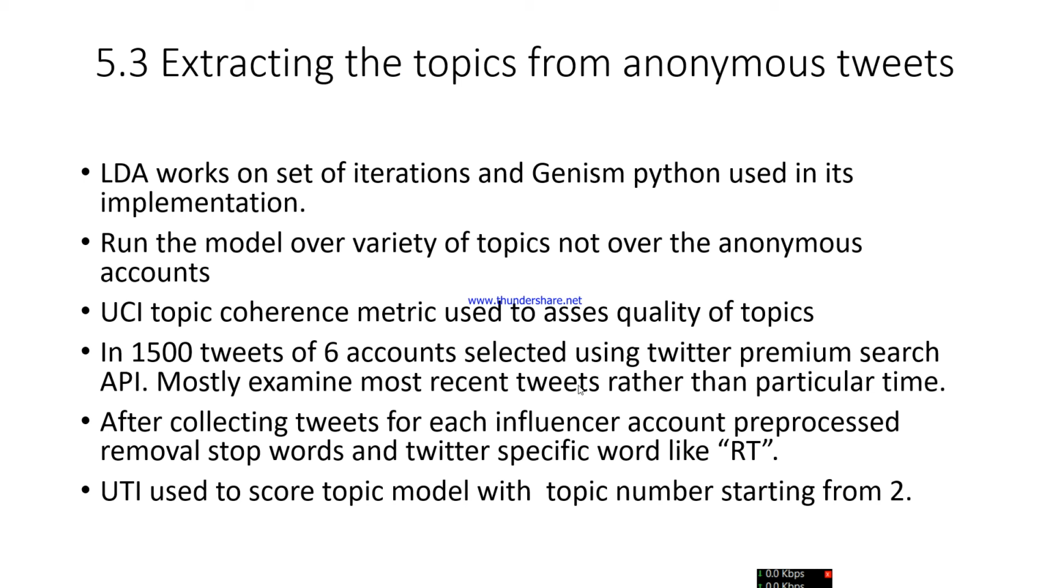In 1500 tweets of 6 accounts selected using the Twitter Premium Search API, we found the most recent tweets rather than particular times. Meaning we focused on the most recent tweets, not on the last tweets. And after collecting the tweets for each influencer account, we process them and remove stop words and some Twitter-specific terms like RT.